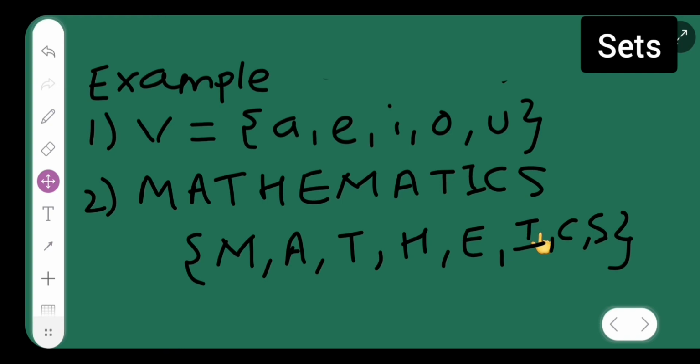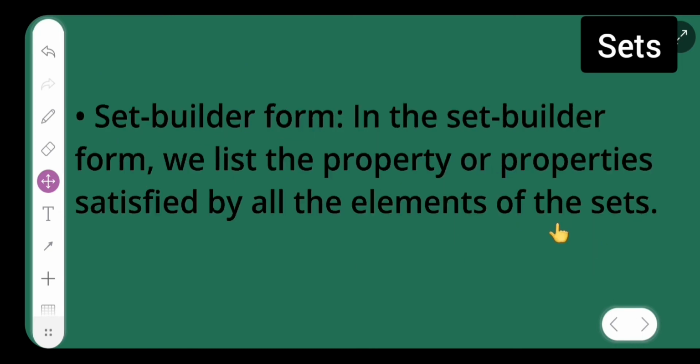So two things you'll have to remember in this. The order of an element does not matter and we do not repeat any element. Next is the set builder form. Let us see. Set builder form.